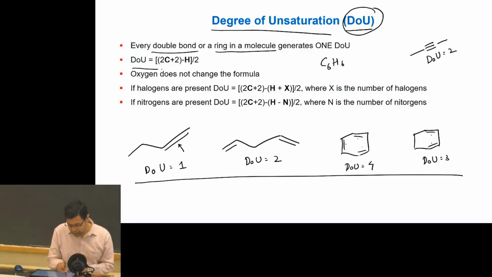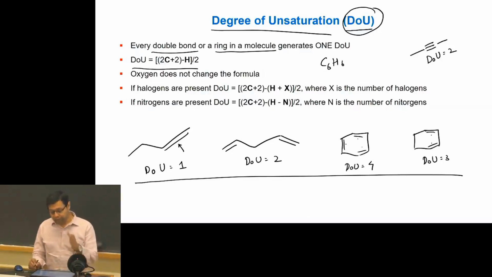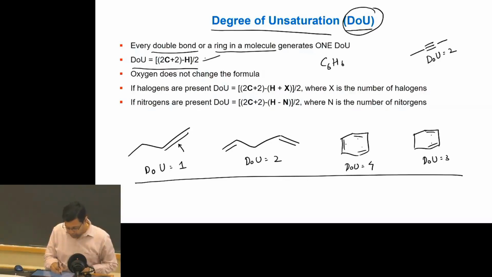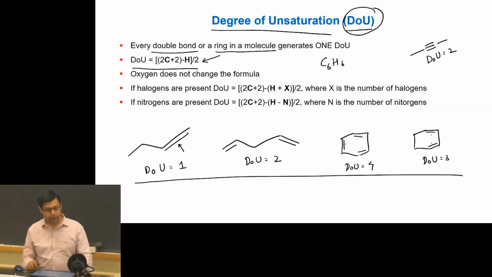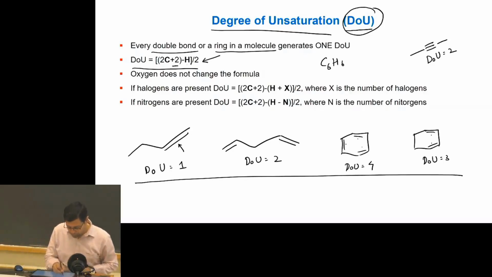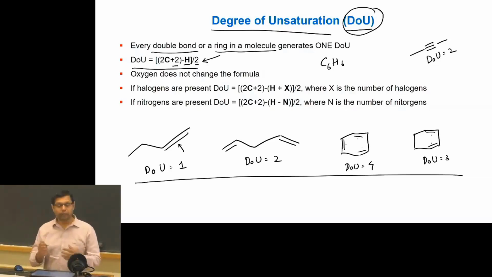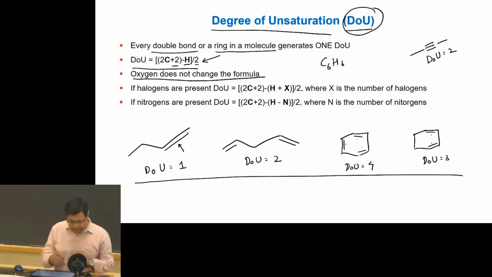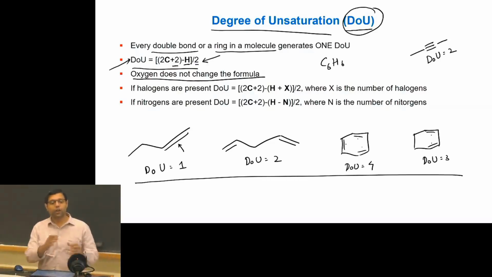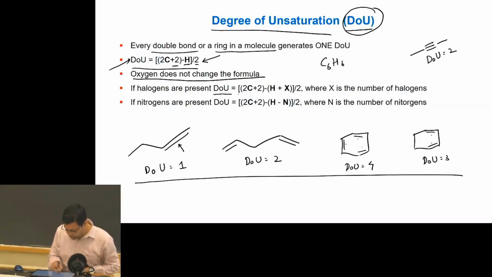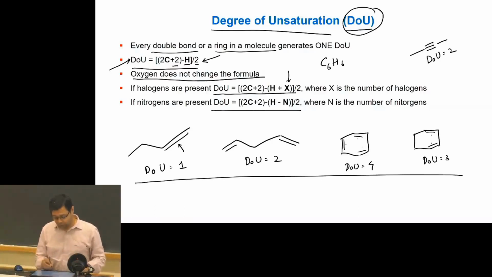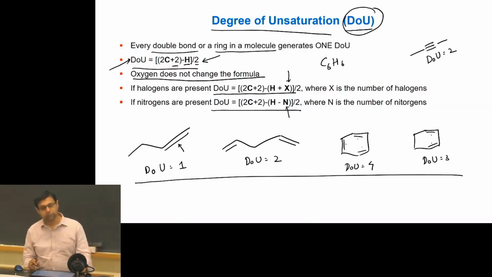That is when you're going to use these equations. When you have just carbon and hydrogen, that will be the equation you use to figure out the degree of unsaturation. 2 times the number of carbons plus 2 minus the number of hydrogens, the entire bracket divided by 2. If oxygen is added to the molecular formula, you can still use this equation. Adding oxygen will not change that equation. If halogens are present, this is the equation you're going to use. X is the number of halogens. If nitrogen are present, this is the equation you're going to use, where N is the number of nitrogens.